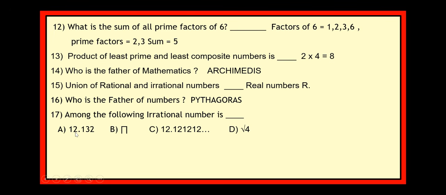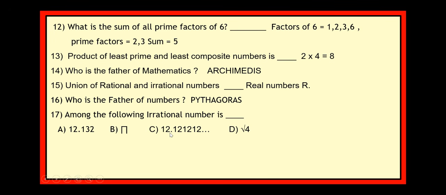If you look at option A, 12.132, it is a terminating decimal. Every terminating decimal can be written in the form of p by q, therefore it is a rational number. And next, this is pi. We know that pi is an irrational number, of course.